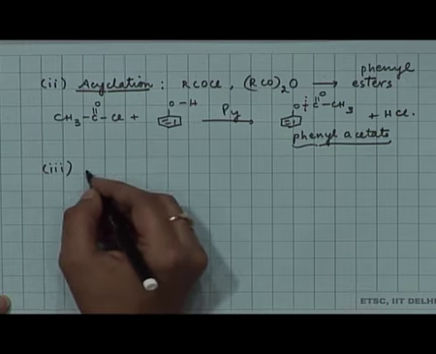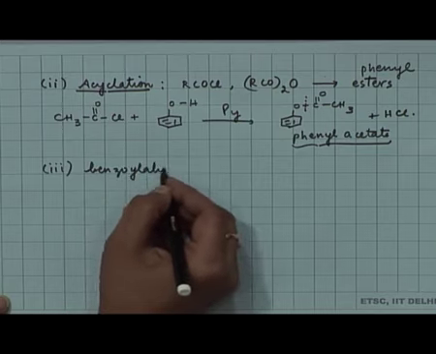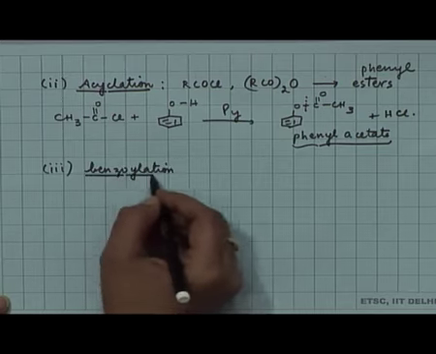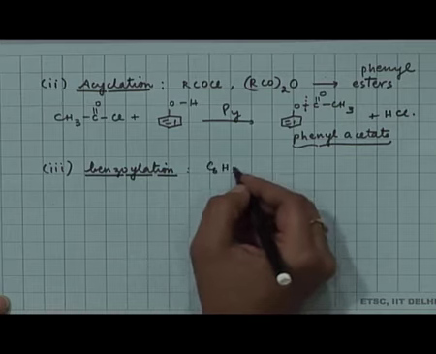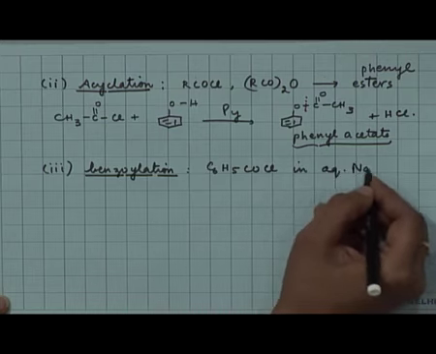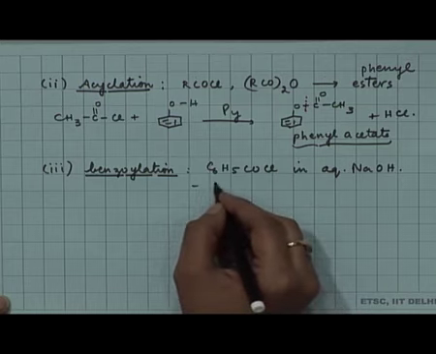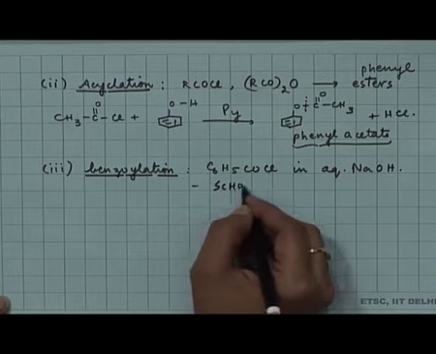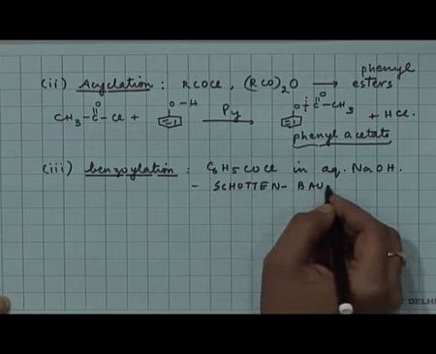Another reaction is benzoylation, similar to alcohols. In this you treat it with benzoyl chloride in aqueous NaOH, and this reaction is popularly known as the Schotten-Baumann reaction.